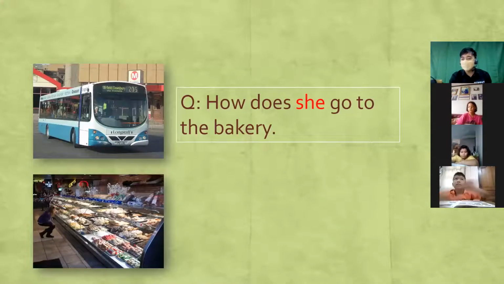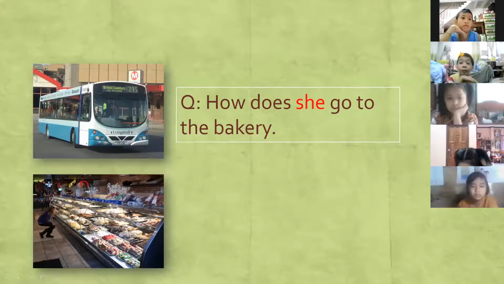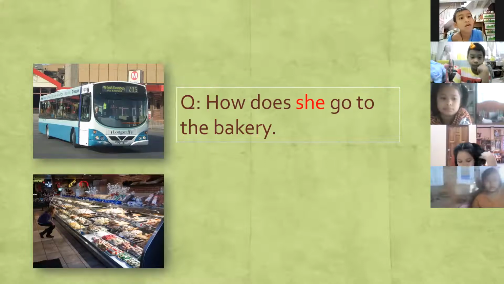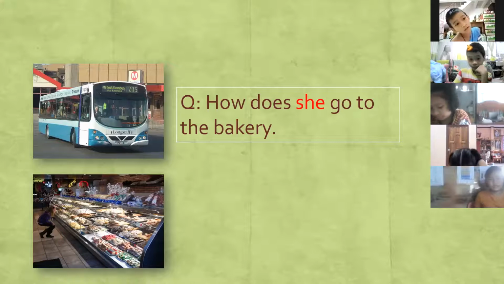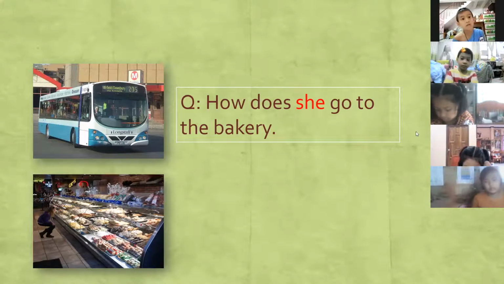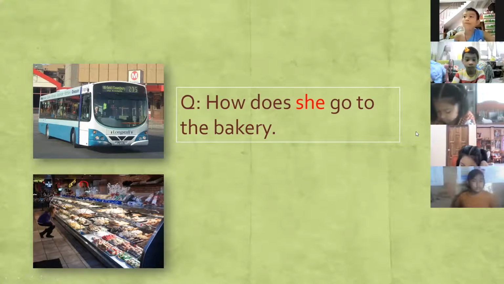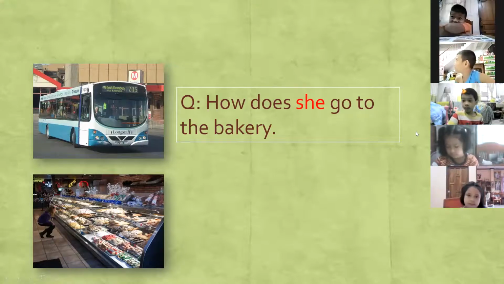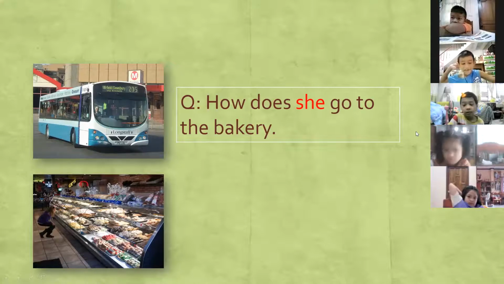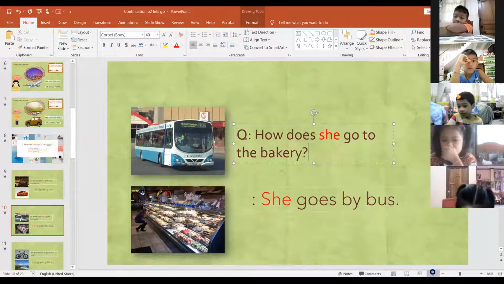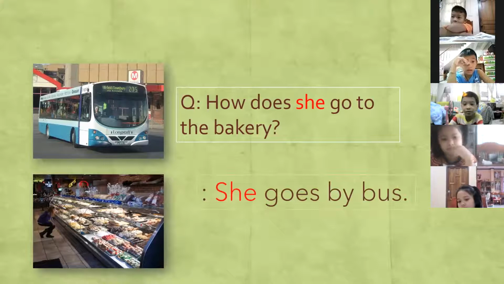Okay, how about, let me call Tono. How does she go to the bakery? What is your answer? She goes by... It's okay, Tono. How about Jill? Jill, how does she go to the bakery? She goes by bus. Okay, she goes by bus.